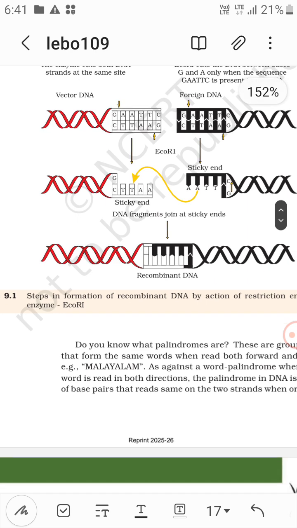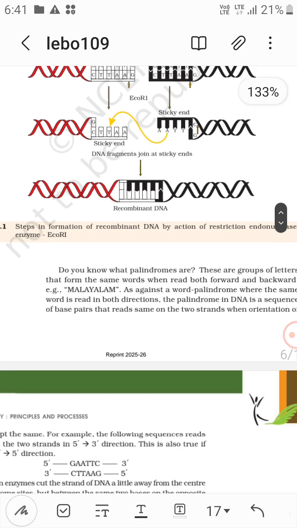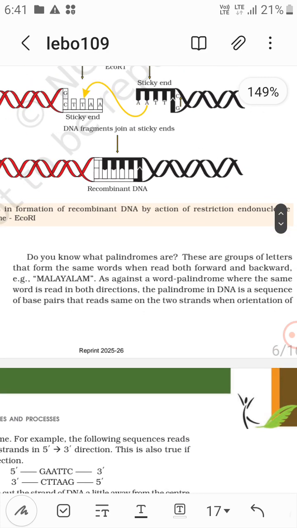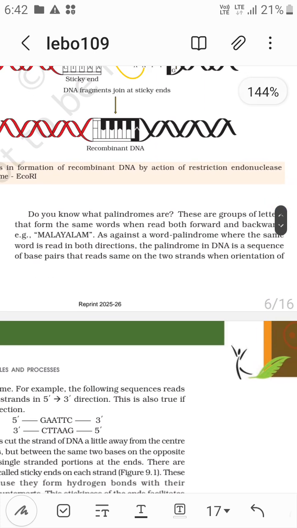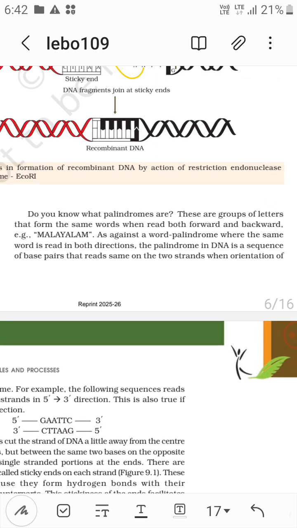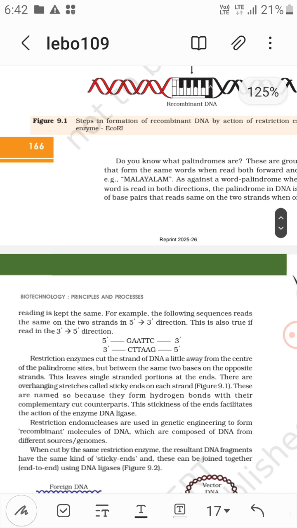These are the steps in formation of recombinant DNA by the action of the restriction endonuclease enzyme EcoRI. A palindrome in a DNA sequence is a base-pair sequence that reads the same on the two strands when the orientation of reading is kept the same.